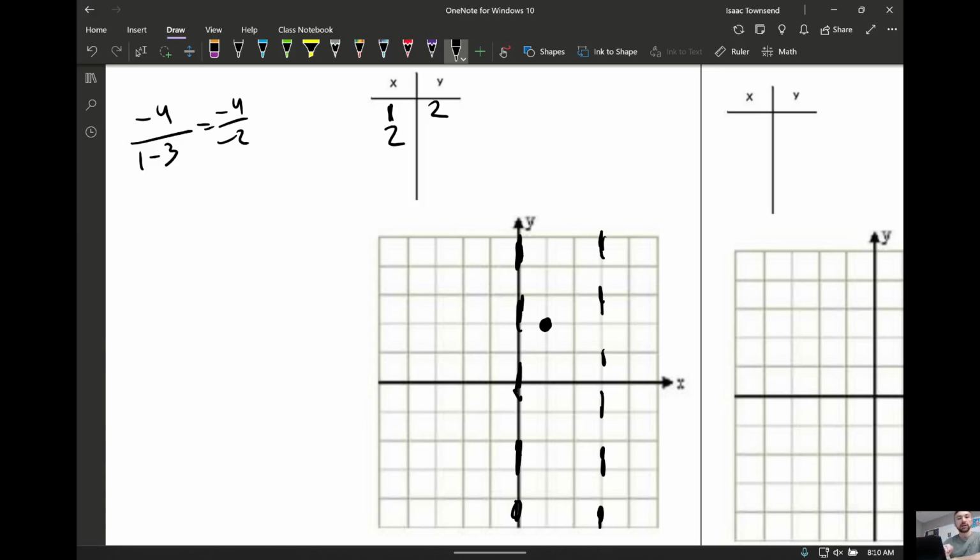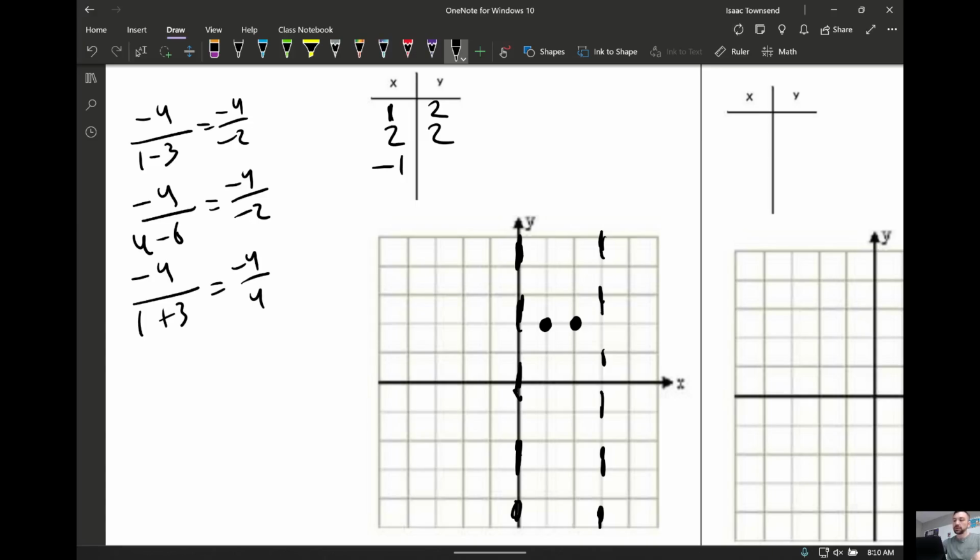So I will try x equals 2. And I would see that I get positive 2 again. So same y value. So that helps, but I still feel like I need something else. So I don't know, maybe I need something over here. I would maybe try -1. And you get +1.